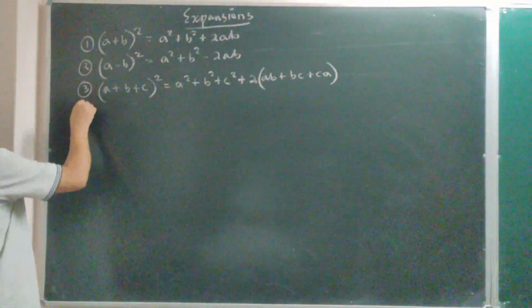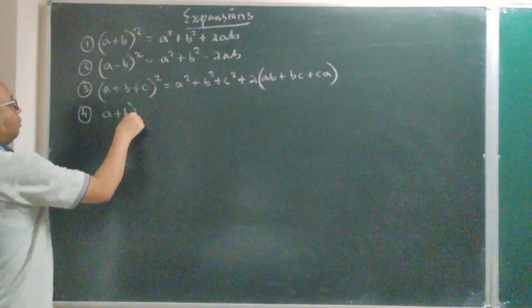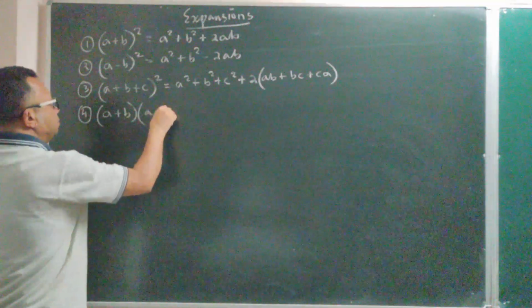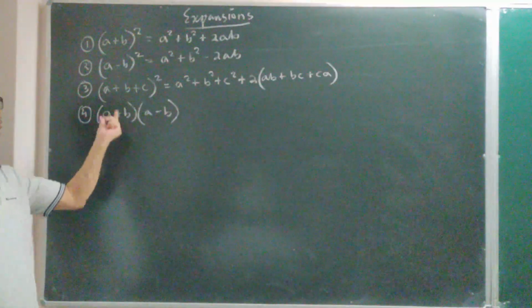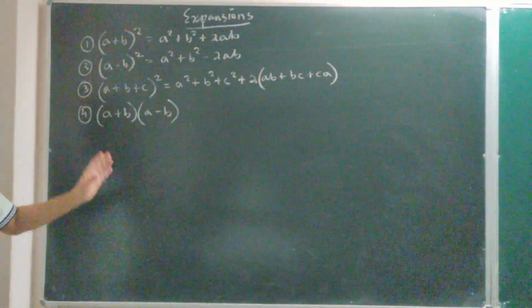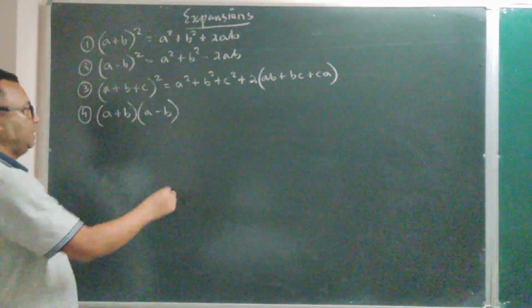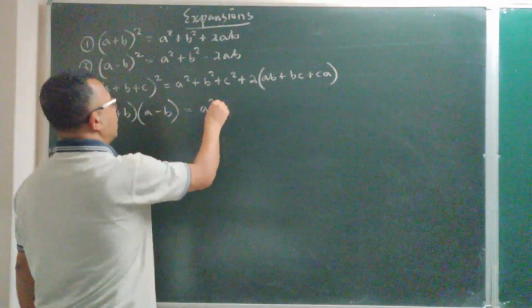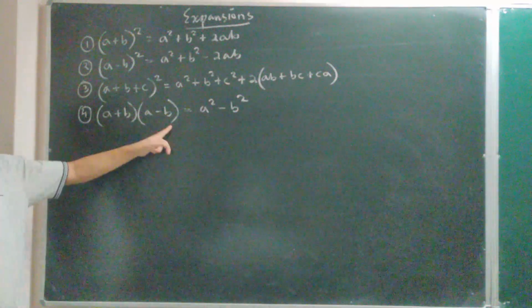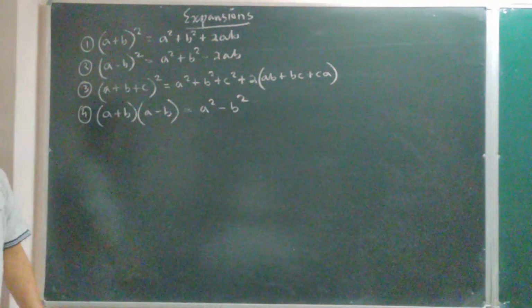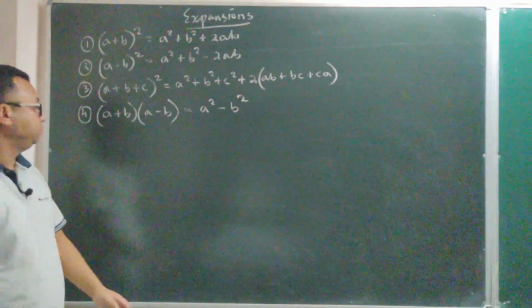Then the fourth one is the product of a plus b into a minus b. So we say (a plus b) into (a minus b), or if you want, the minus can be here and the plus there, (a minus b) into (a plus b). So (a plus b) into (a minus b) is equal to a square minus b square. If you try multiplying this with this, ultimately you are going to get a square minus b square.